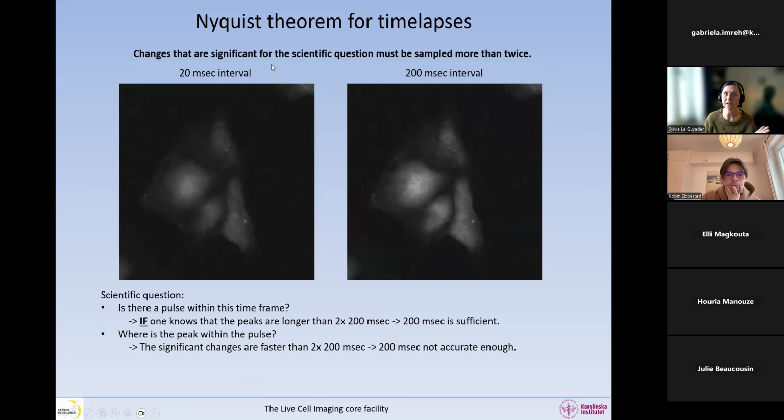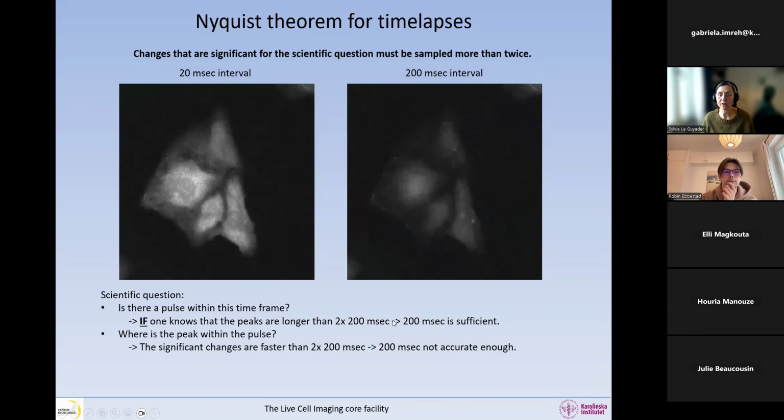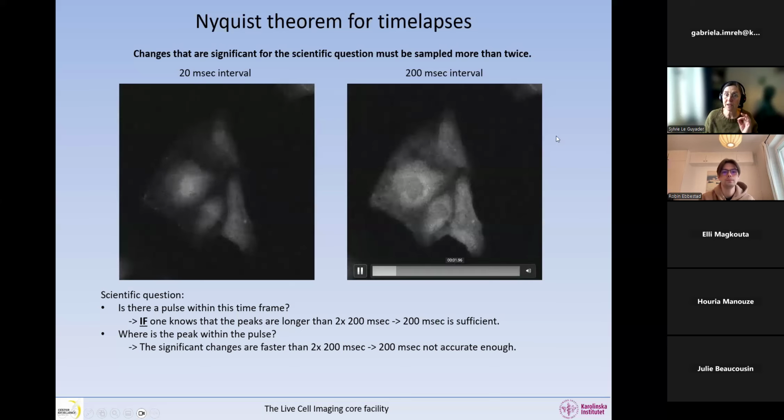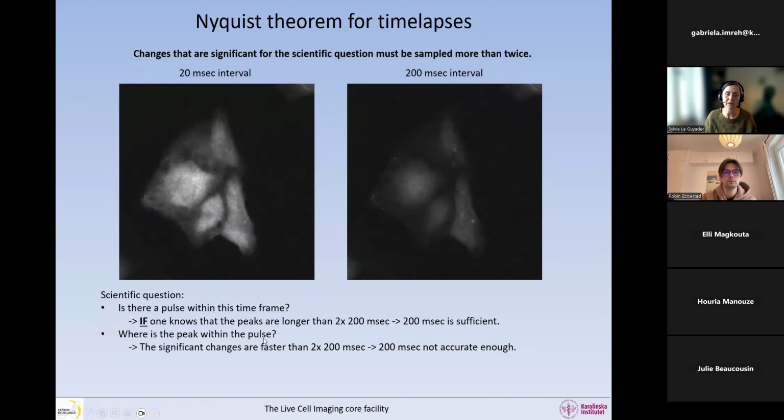to know how long it takes for a significant change to happen when it comes to your scientific question. How long is a significant change? You divide this by 2. This is the longest time interval you can use. You can choose shorter, but then you're maybe going to be bleaching and damaging the sample. But the absolute biggest time you can use is going to be half of the significant change.